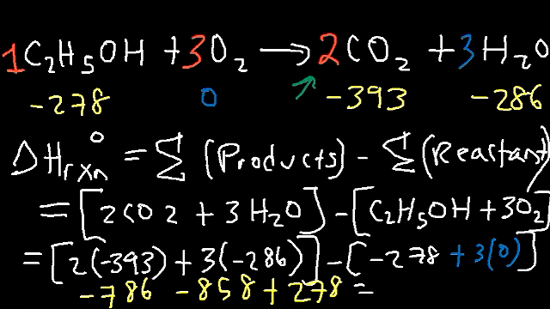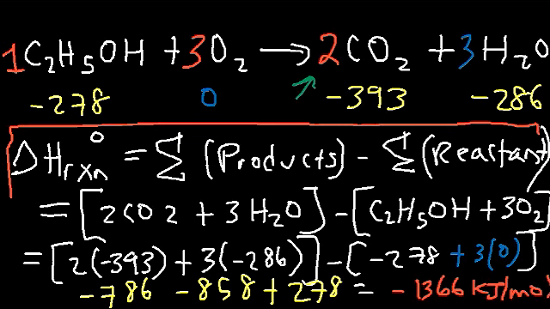So now let's add these three numbers. Negative 786 minus 858 plus 278. You should get negative 1366 kilojoules per mole. So that's the enthalpy of the reaction. And so as you can see, you can calculate it by taking the difference between the sum of the enthalpies of formation of the products minus the reactants.